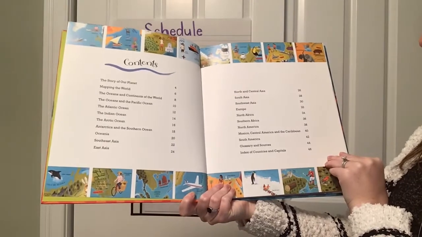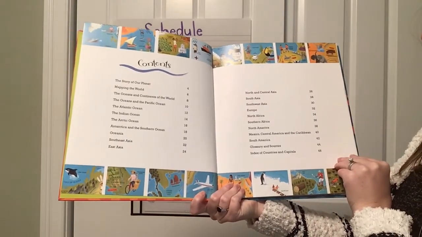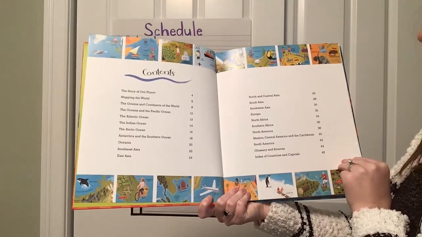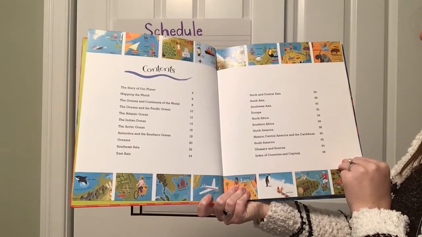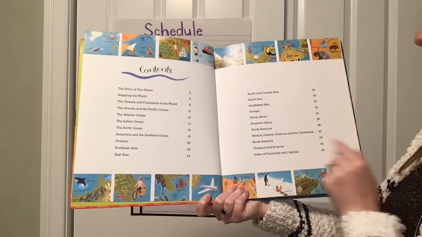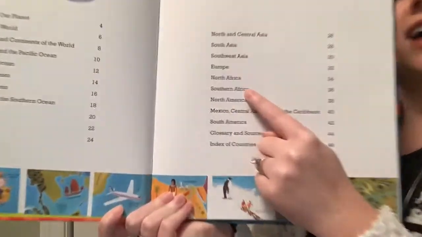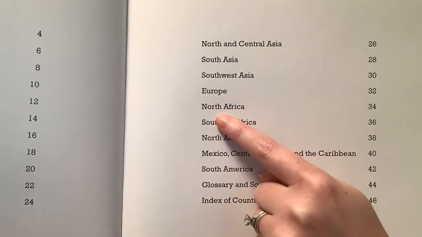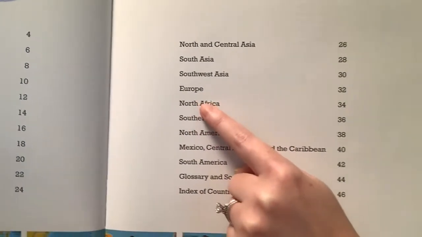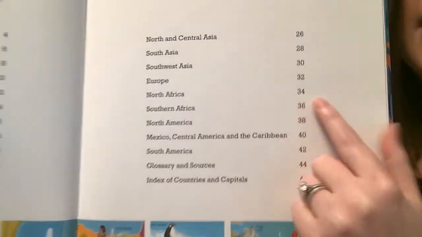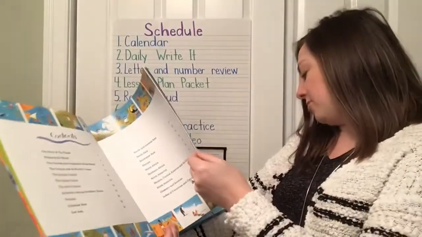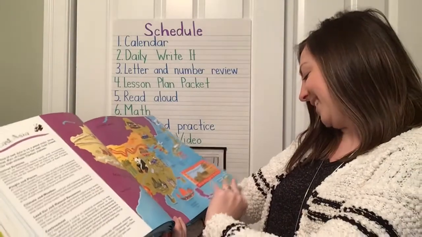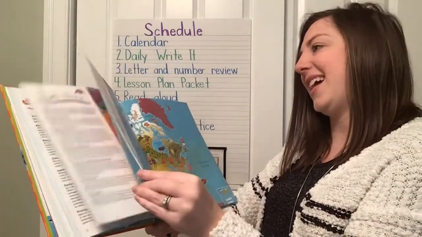And when I look for Africa, let's see where it is. I see oceans. I see Asia. Africa. Here we go. I see there's 2 pages with Africa. I see one is North Africa and the other is South Africa. And it starts on page 34. So I'm going to find page 34. And let's see what we can find.